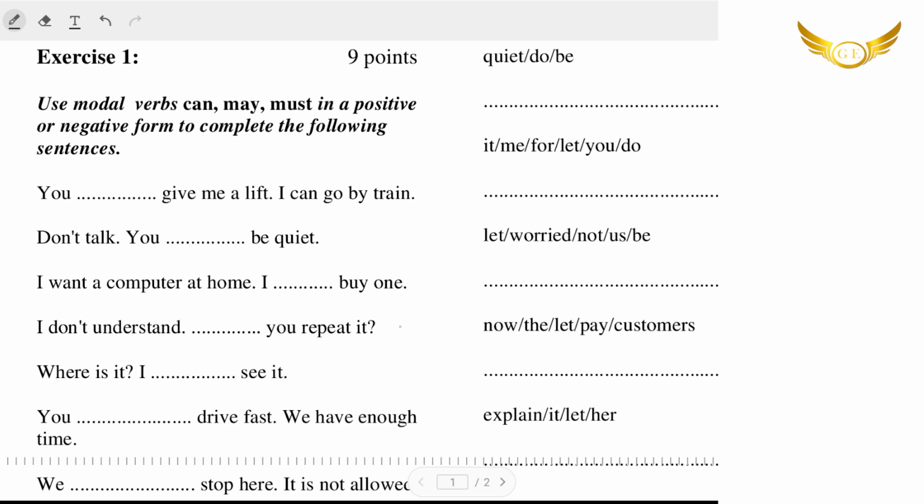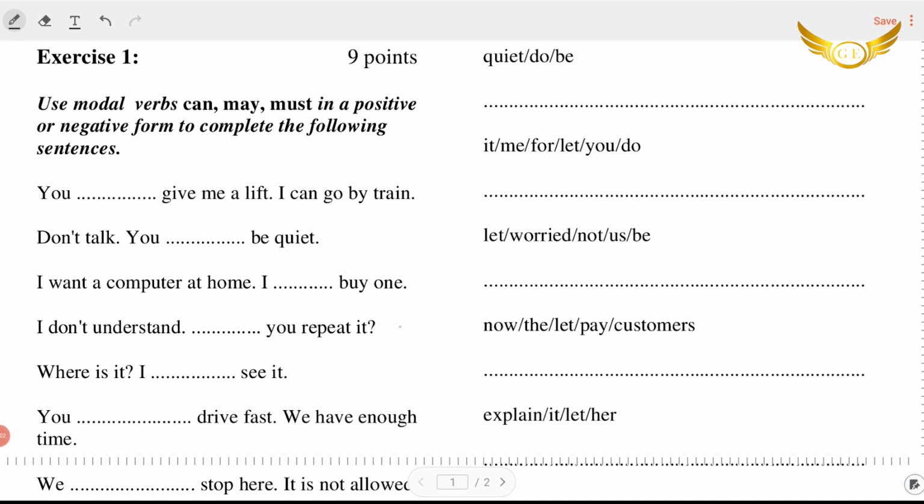Let's get started. So let's begin with the first exercise. Use modal verb forms can, may, must in a positive or negative form to complete the following sentences. So you have to use these 3 words in the blanks, and this can be used in a positive or a negative manner. So let's see the first one. You dash give me a lift. I can go by train. So here the person is saying he or she can go by train, so he does not need a lift. So this should be, you may not give me a lift. I can go by train. So this becomes may not.